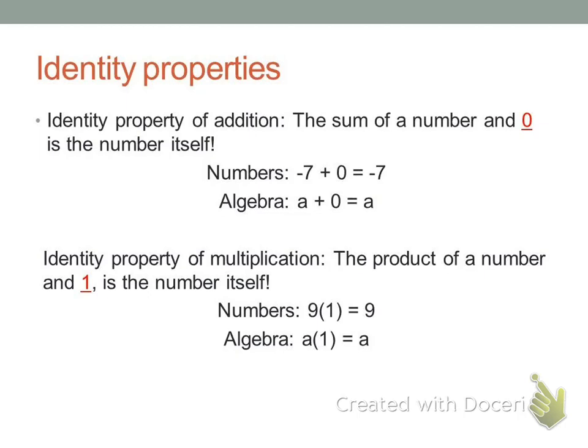Identity property of multiplication says you take any number and multiply it by 1, and the answer will always be the other number. Okay, so what's 9 times 1? What's 20 times 1? 20. What's negative 5 times 1? Negative 5. You get the picture? Get it? So identity properties, all right, mirror. Think mirror. Any number times 1 is going to be the number itself.